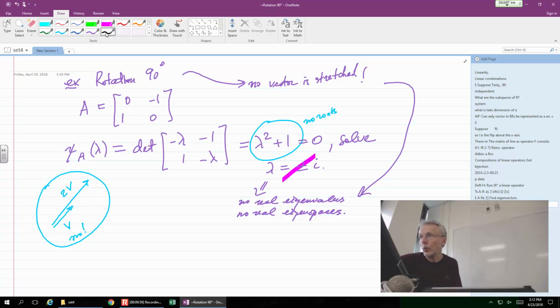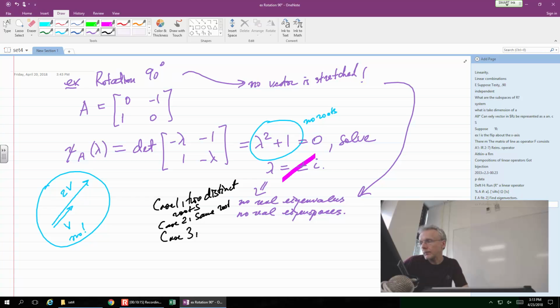So in this situation, it is case 3. So once again, case 1, two distinct roots. Case 2, same root. And third, no roots of the characteristic polynomial. So in case 3, no roots, we know now what's going to be happening. Two things will be happening: rotation plus stretch.